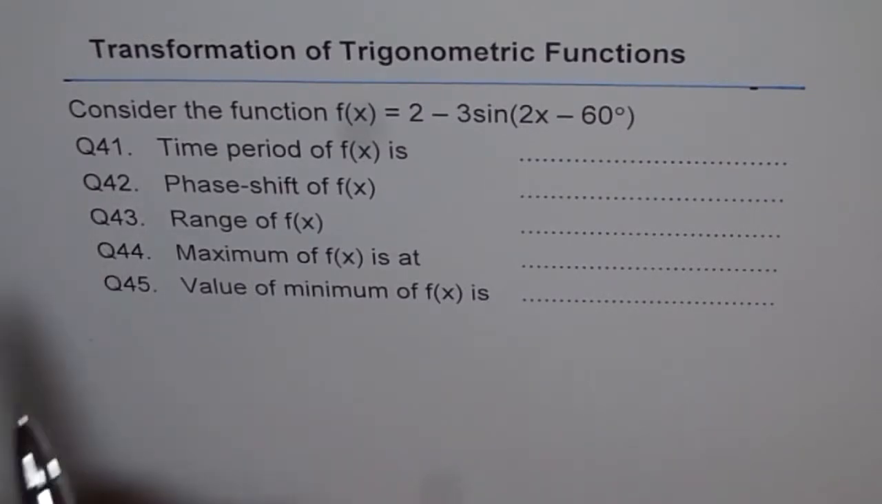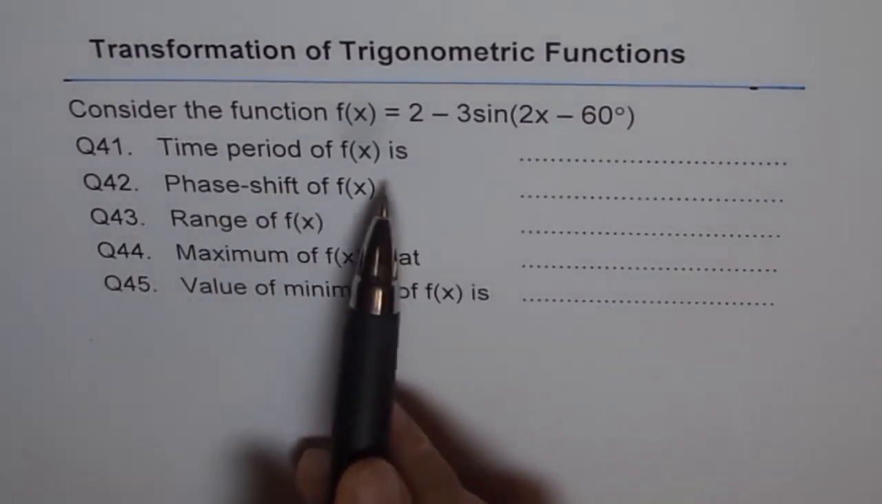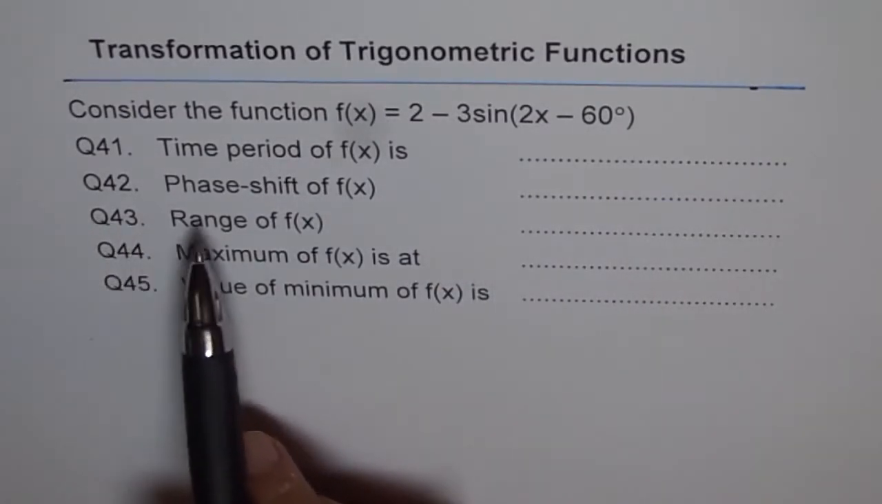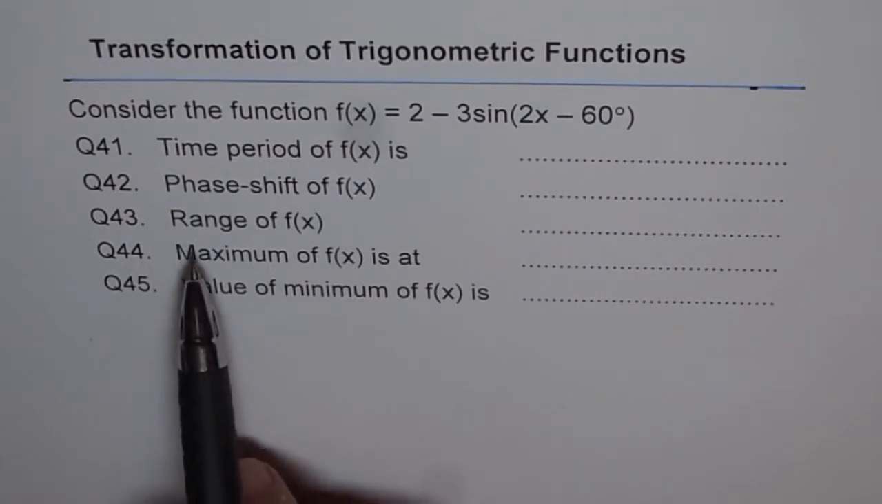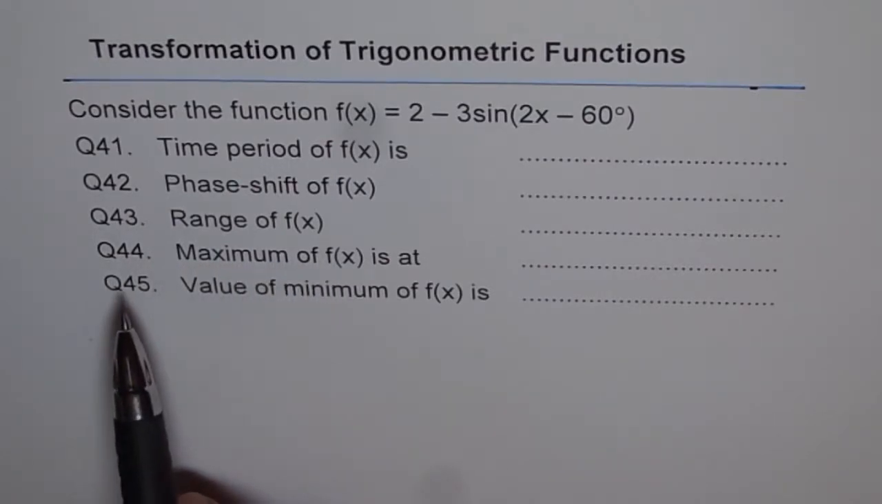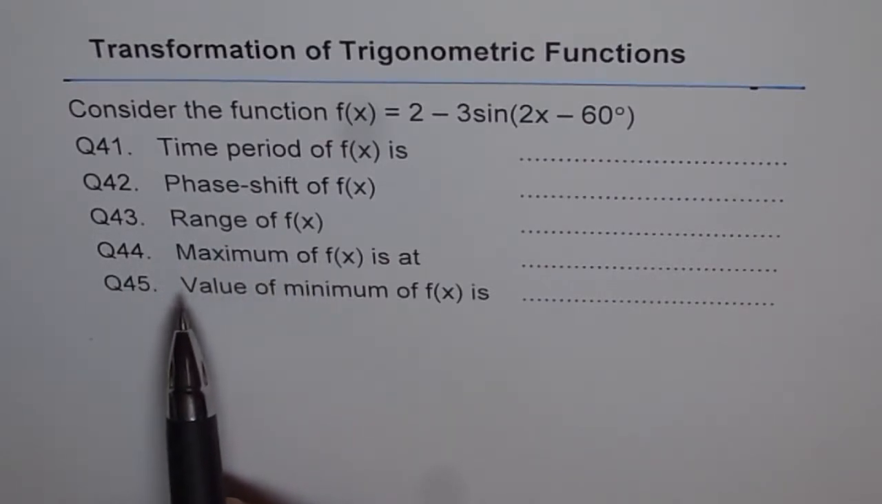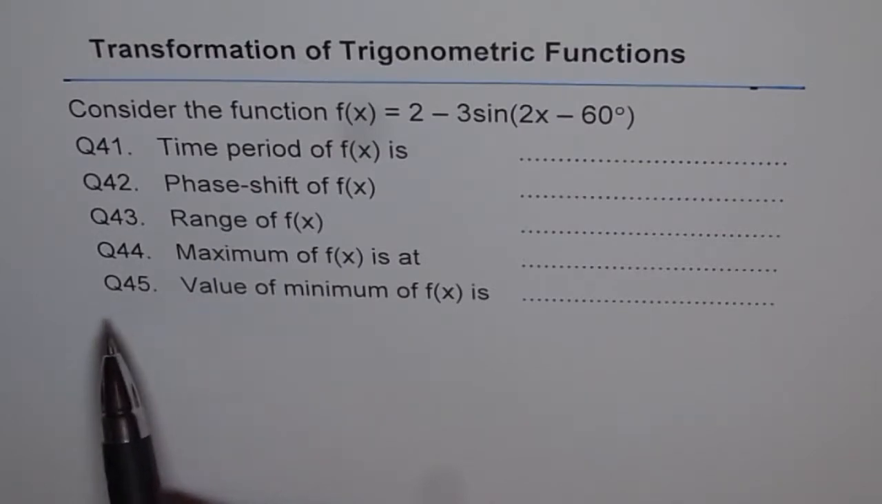Question 41. Time period of f of x is 42. Phase shift of f of x is 43. Range of f of x is 44. Maximum of f of x is at, and 45. Value of minimum of f of x is. So answer your questions and then look into my suggestions.